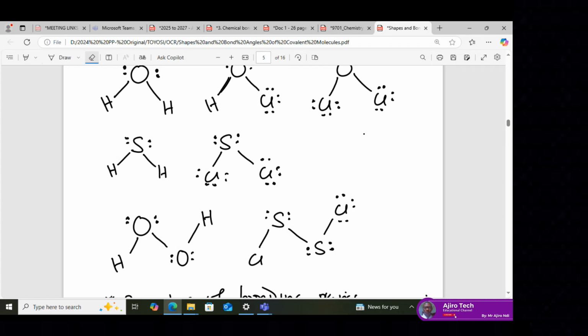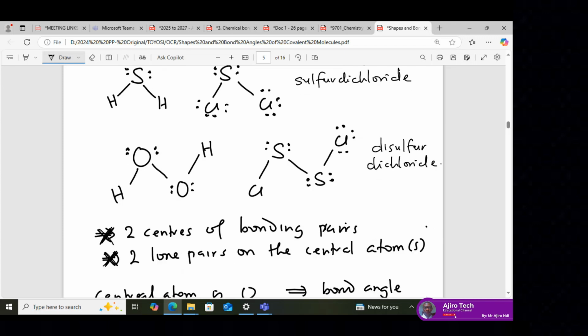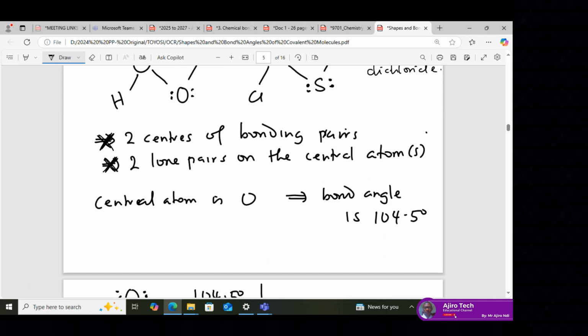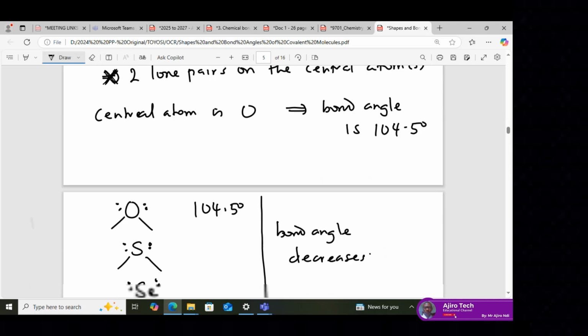Hydrogen peroxide, non-linear. Disulfur dichloride, non-linear. Disulfur dichloride. What about this? Disulfur dichloride. Is that okay? Do you get? So 2 centers of bonding pair. So no, the central atom is this. So what's the bond angle?